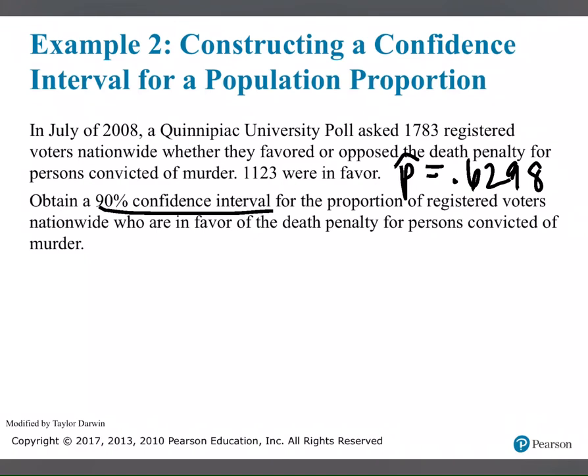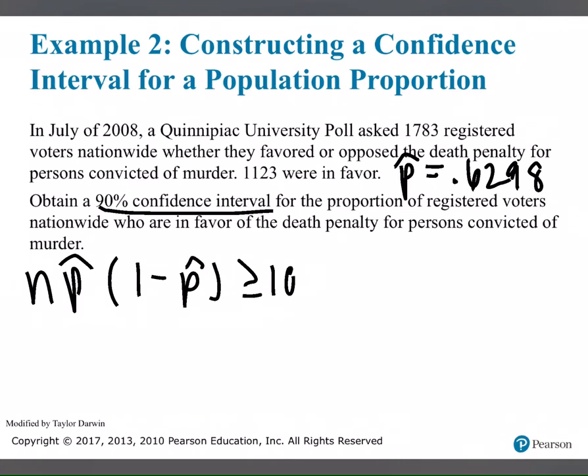So, first things first, it doesn't tell us that this was normally distributed or approximately normal or anything like that. So we have to do this thing first. N times p hat times 1 minus p hat needs to be greater than or equal to 10. P hat, not P, sorry. If you're thinking, what's the difference between p hat and p? P hat's just the sample, and p is the population. So we're given the sample, so we're going to use p hat. And then n is the amount of people we asked, so that 1,783.